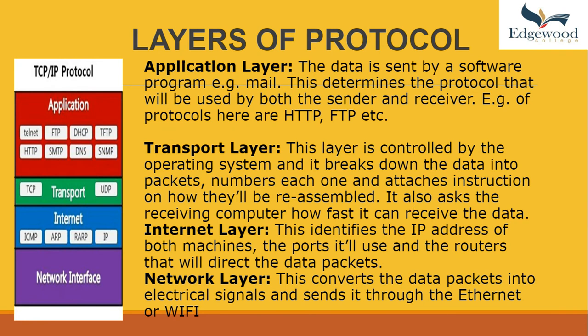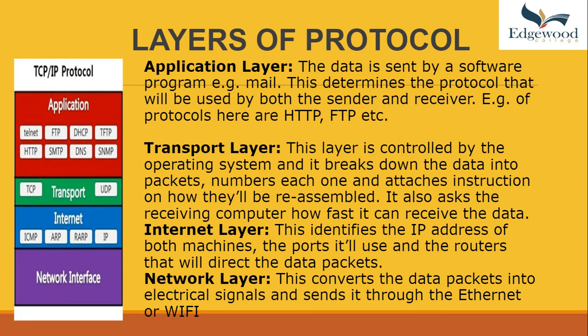So the next thing we are going to do here is layers of protocols. As you can see, this layer of protocol is called the OSI model, which is Open System Interconnection. So these layers of protocol are seven, not four as we're seeing here.